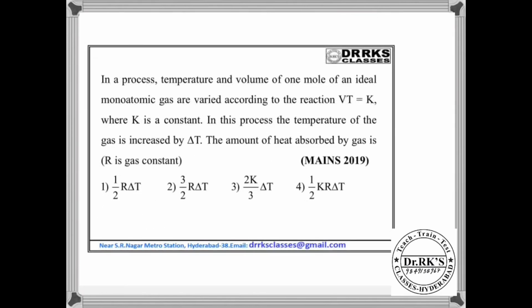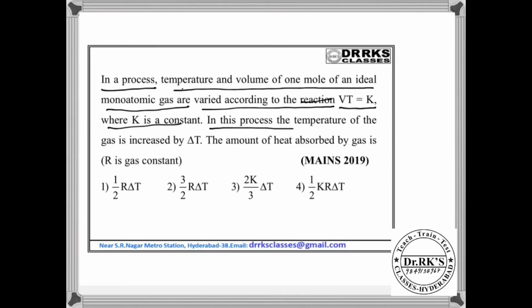So the next problem: in a process where temperature and volume of 1 mole of an ideal monatomic gas are varied according to the relation VT is equal to K, where V is volume, T is absolute temperature, and K is some constant. Okay, fine. In this process, the temperature of the gas is increased by delta T. So we have to find the amount of heat absorbed by the gas.